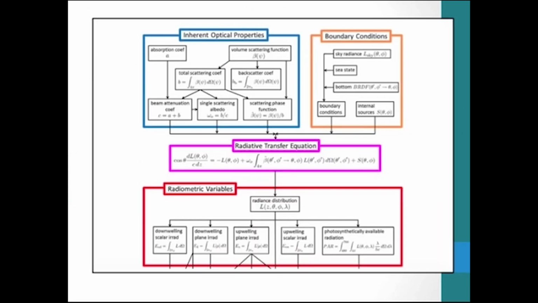Here is a more detailed look at what this process can look like and the types of information that are needed to perform these calculations. Starting with the IOPs this time, you need to define a set of boundary conditions, things like the sky radiance, or whether there's any reflectance from the bottom of the ocean. This all goes into the radiative transfer equation, from which the radiometric variables can be retrieved, radiances and irradiances, in any given direction.